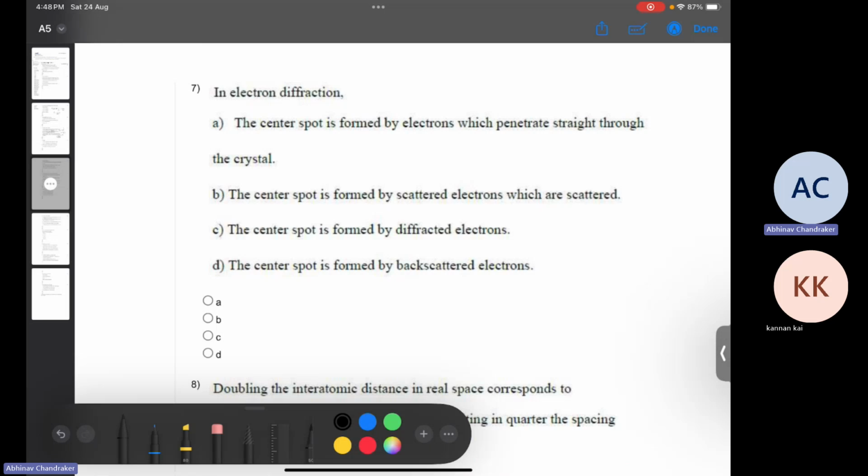Next question. The answer is transmitted electrons. The center spot is formed by electrons which penetrate through, that is the transmitted electron beam.